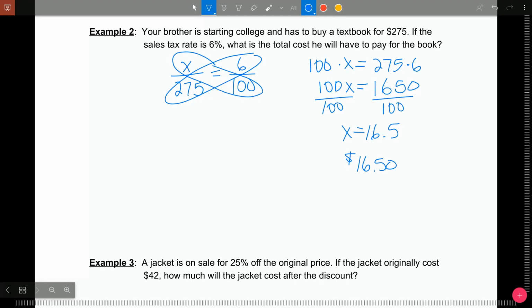Now, in this problem, it asks for the total cost, which means we're going to have to actually add that original back in. So to find our total, because this is just the sales tax, we're going to have to take that $16.50 and add our original cost of $275 to get a total cost for that textbook of $291.50.